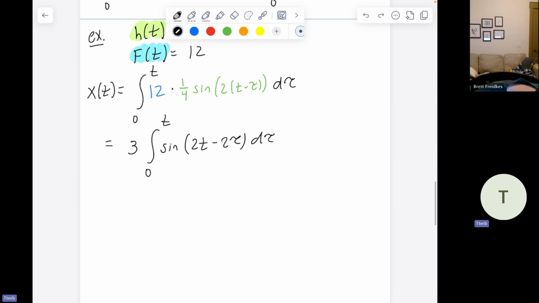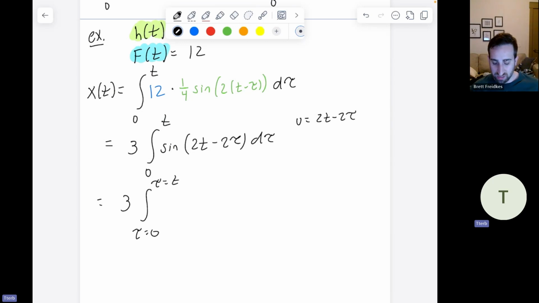So let's say we just do u substitution. I'll just do this to be very thorough. I'll say that u is the inside of this. I'll keep the taus there to remind us what our integration variable is. It's going to be sine of u. And now we need to find what d tau is. So if I were to do du with respect to tau, that 2t goes away. We just get -2.